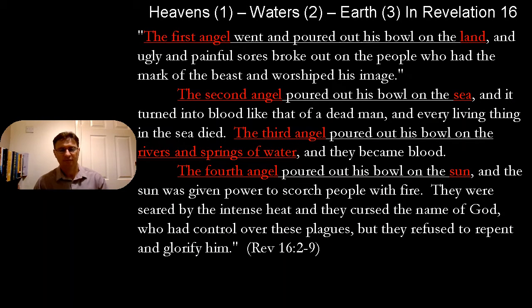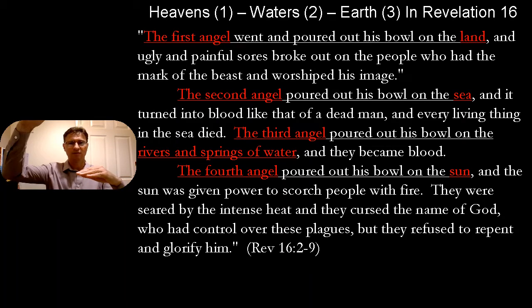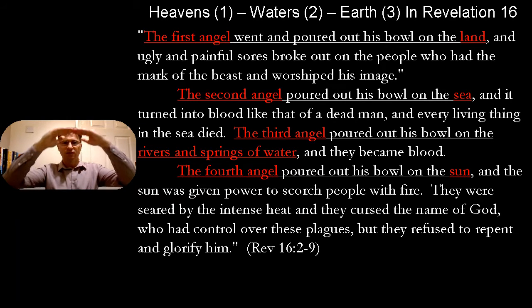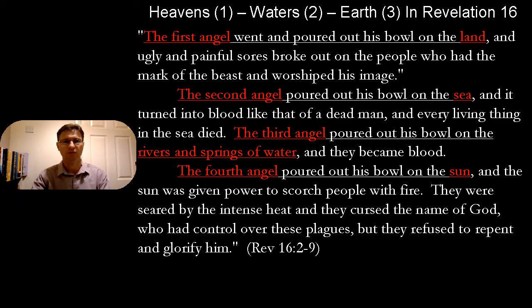Then if you look at the final plagues, the 7 last plagues, you find the same thing taking place. The first angel went out, this is Revelation 16, and poured out his bowl on the land or the earth. The second angel poured it out on the sea or the waters. The third angel poured it out on the rivers and springs of water, so that's still waters. And now the fourth angel poured out his bowl on the sun. So there is a gradual movement from the land or the earth to the waters or the seas, then to the heavens or the sun or the heavenly bodies.